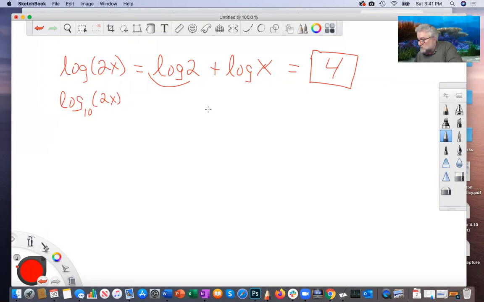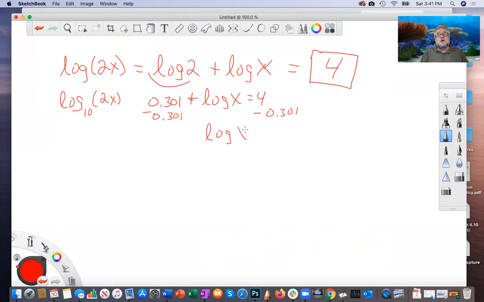So log of 2 is 0.301. Plus log x equals 4. So now I'm going to subtract 0.301. 4 minus 0.301 equals. Okay, so log x equals 3.699. Now what do we do?